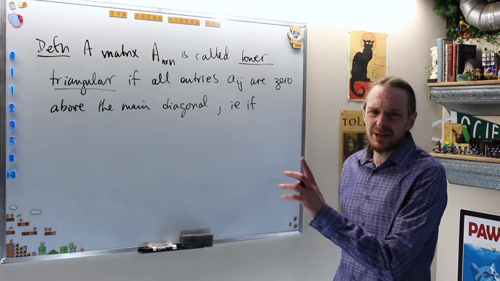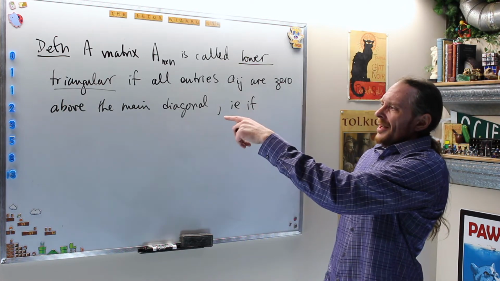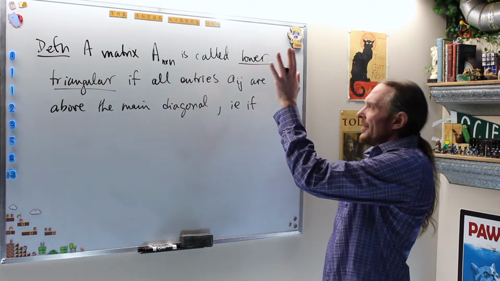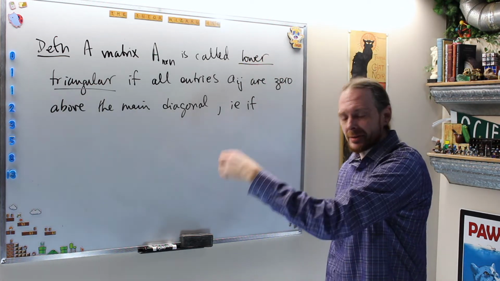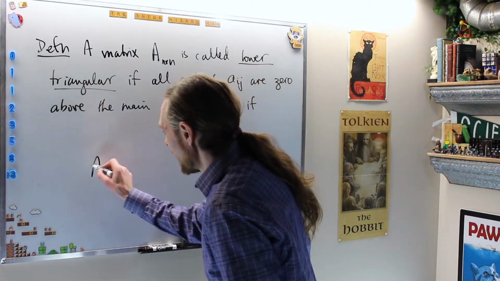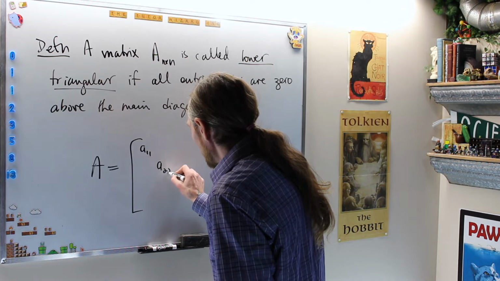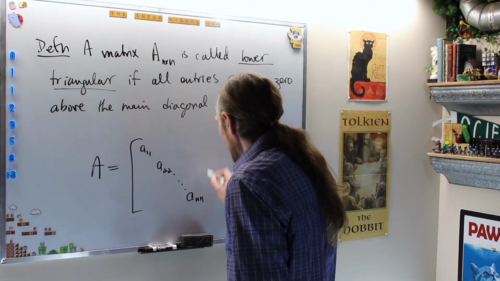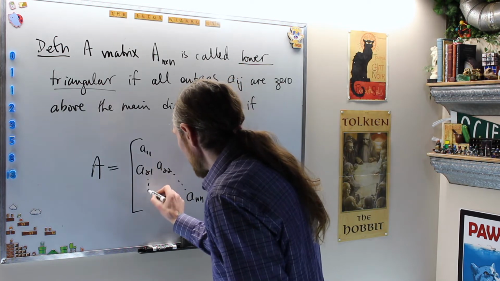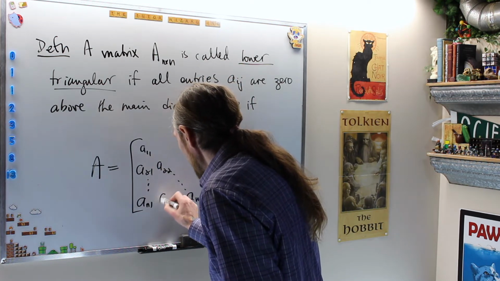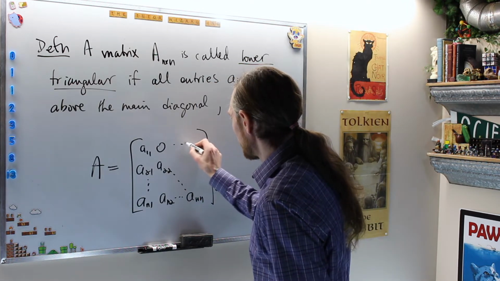Upper triangular, I'm going to draw it for you so you can see. They're saying if all the entries are 0 above the main diagonal, we call this a lower triangular matrix. It seemed reverse at first. So what we're saying is A is going to look like this: A11, A22, dot, dot, dot, Ann. And then we're going to have A21. These are going to be non-zero. And then we're going to have An1, An2, dot, dot, dot. But up here, we're going to have zeros.